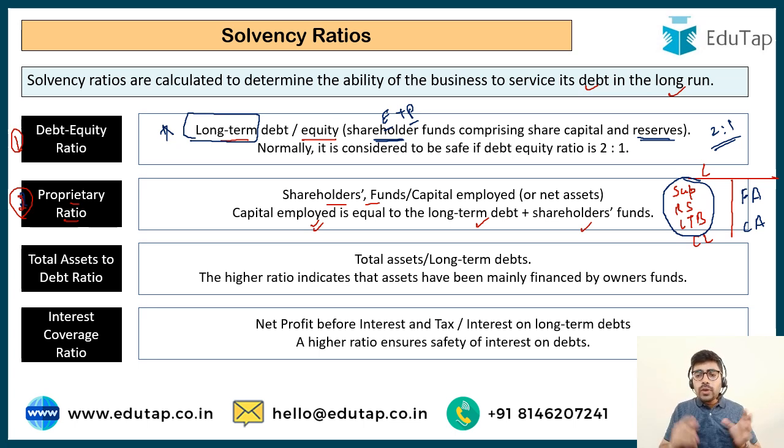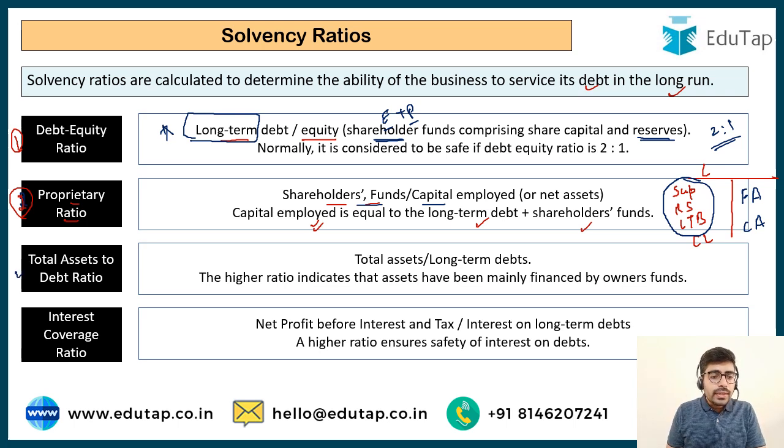So broadly, you have to remember the total long-term funds employed in the company is going to be capital employed, and this is going to comprise both shareholder fund as well as the long-term borrowings of the company. So now this ratio is shareholder fund divided by capital employed. How much of the total capital is composed of the shareholder funds?